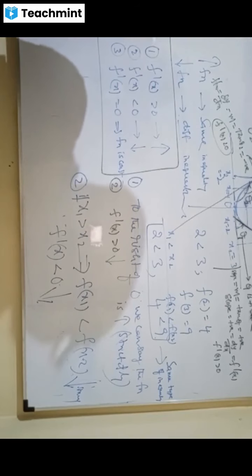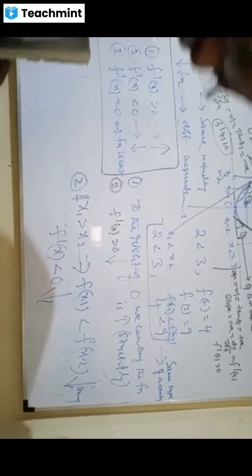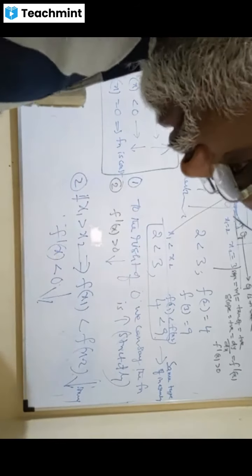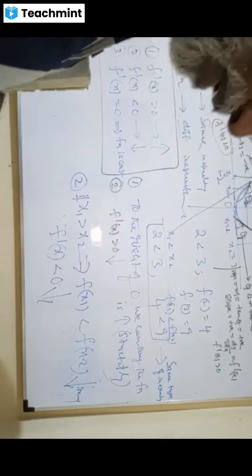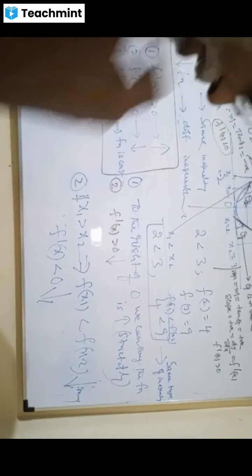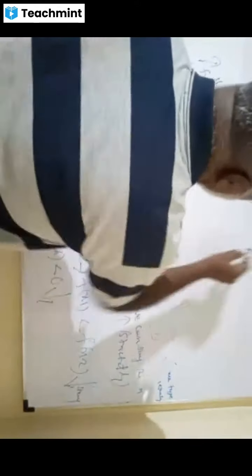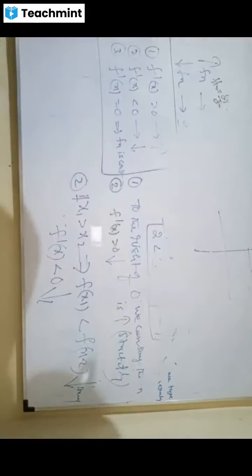Sir, could you tell the constant thing again? How are you telling that it's a constant function? The function is a constant means the derivative is what? 0, right? So the function is a constant means it's a line like this. Y equal to 2, y equal to 3, or f of x equal to 2.